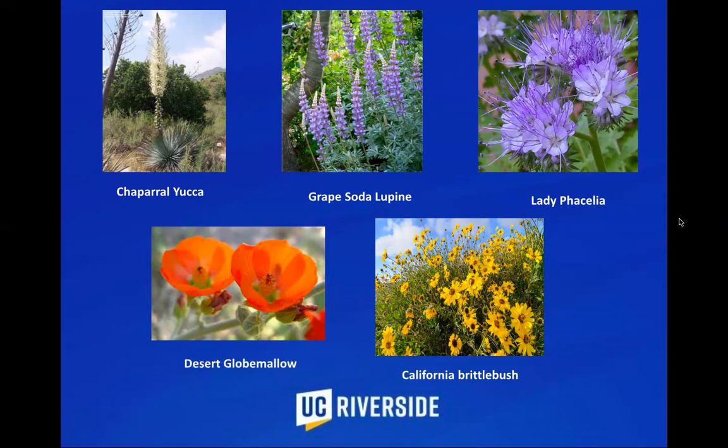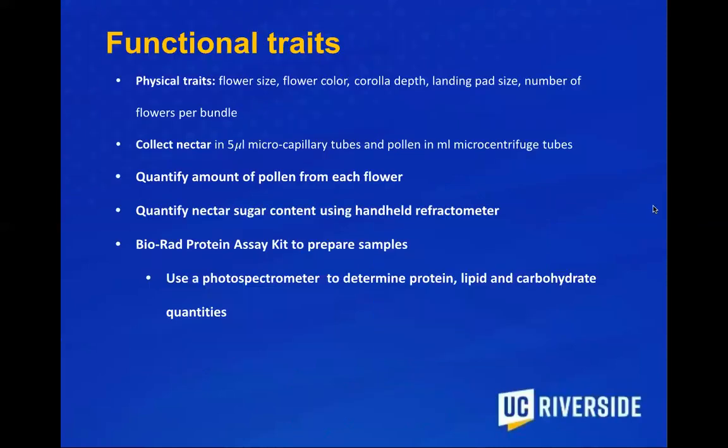So from each flower, I would be collecting data. So the physical traits such as flower size, the color of the flower, the corolla depth, the landing pad size, and the number of flowers per bundle, as well as collecting nectar in microcapillary tubes, as well as pollen.